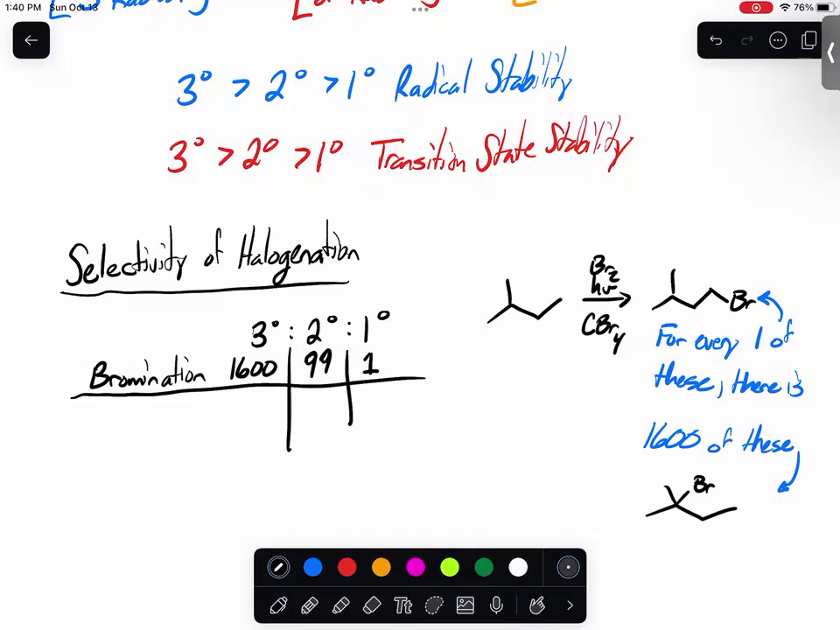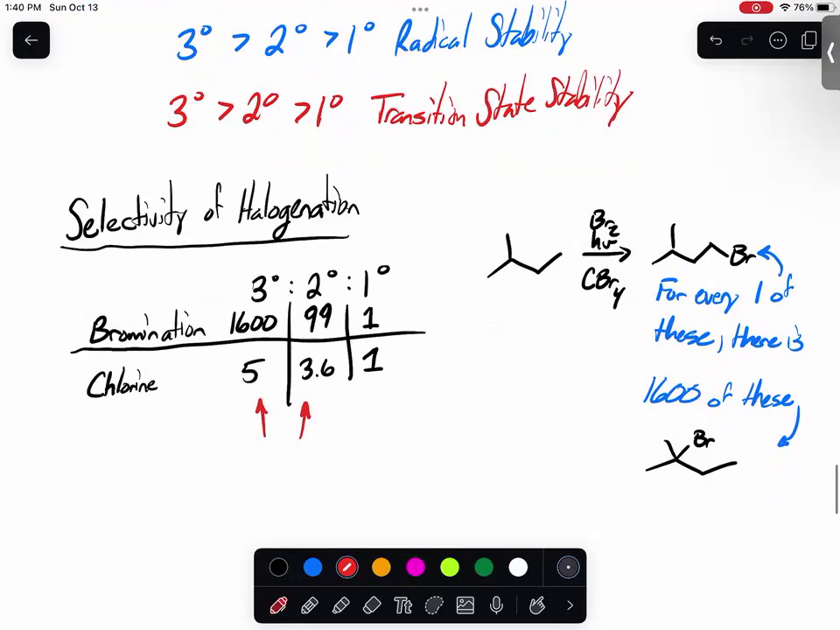It's the fact that chlorination, which is just taking chlorine, does not have the same selectivity. Funny enough, for chlorine, for every one primary, there are 3.6 secondaries. There are only 5 tertiaries. So this is much less selective. But why?